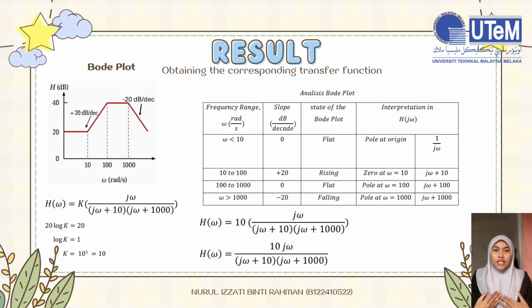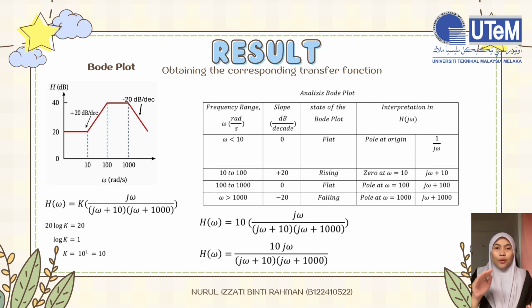My name is Rizati. In this video, I show how to find the transfer function for a pole plot. First, we can see the plot is flat at low frequency, which means there is a pole at the origin, written as 1 over j omega. Then the slope increases by plus 20 decibel per decade from omega equal 10 to omega equal 100. This means there is a 0 at omega equal 10, written as j omega plus 10.